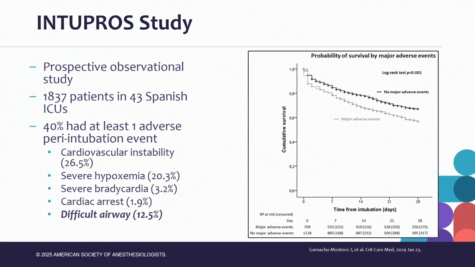About 40% of these patients had at least one adverse peri-intubation event. Cardiovascular instability was again the most common, not as much as what we saw in INTUBE, but still pretty significant. Severe hypoxemia was 20%, almost double of what we saw in INTUBE, and that's perhaps because they included patients with COVID as well. Now again, look at the difficult airway.